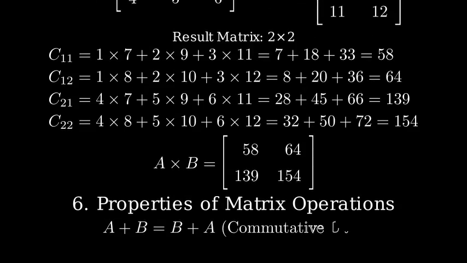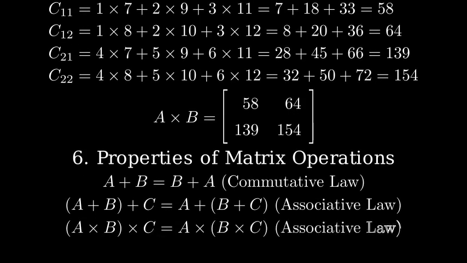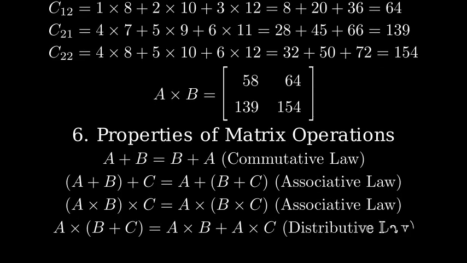Now, let's discuss some important properties of matrix operations. Matrix addition is commutative: A plus B equals B plus A. Matrix addition is associative: A plus B plus C equals A plus B plus C. Matrix multiplication is associative: A times B times C equals A times B times C. The distributive property applies: A times (B plus C) equals A times B plus A times C.